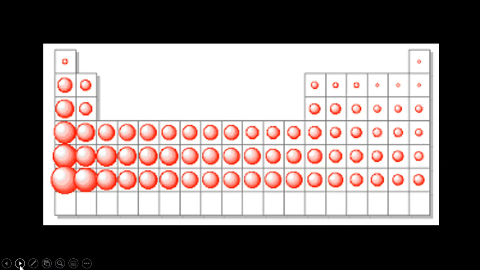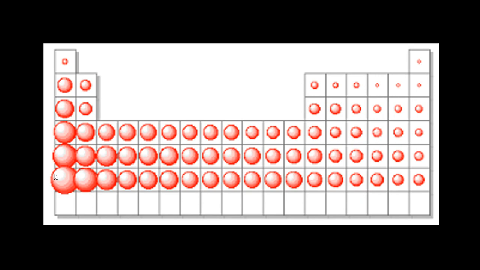So here again is a depiction of that. As you can see, the atoms are significantly bigger on the left-hand side, and they get smaller as we go across because there's more protons and electrons and a greater attractive force. As you go down, you see that the atoms actually get bigger, and that's because of the energy levels.